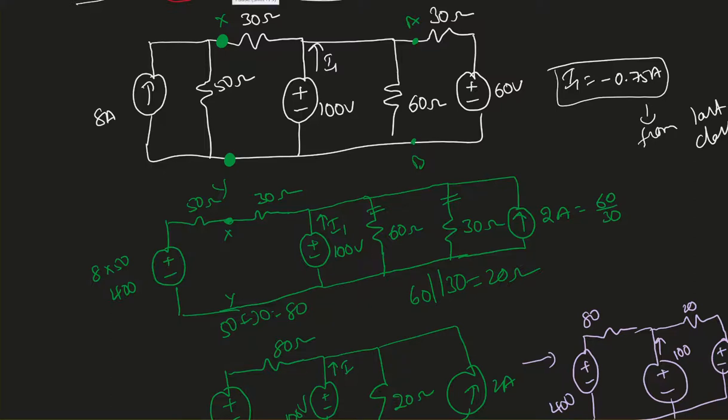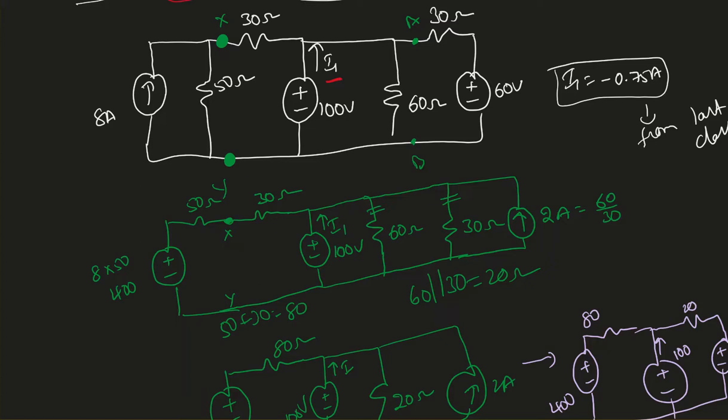Here is the next example. In this example, he's asking to find the current supplied by this 100 volt source by using the source transformation theorem. Okay, we know that from the source transformation theorem, if a current source is in parallel with a resistor, we can convert this into a voltage source in series with a resistor, and vice versa. If you have a voltage source in series with a resistor, we can convert that into a current source in parallel with a resistor.